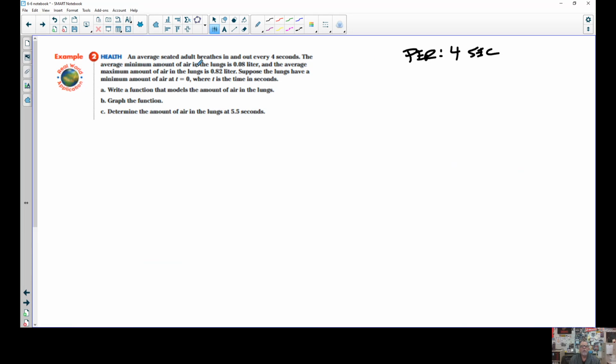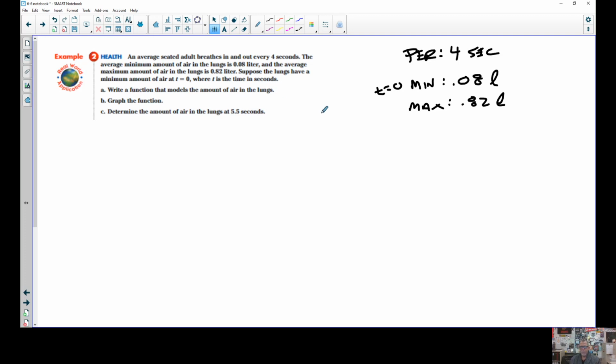The average minimum amount of air in the lungs is 0.08 liters, right? The average maximum amount of air in the lungs is 0.82 liters. Suppose the lungs have a minimum amount of air at t equals 0. So this is t equals 0. They're at their minimum, where t is the time in seconds. Write a function that models the amount of air in the lungs.